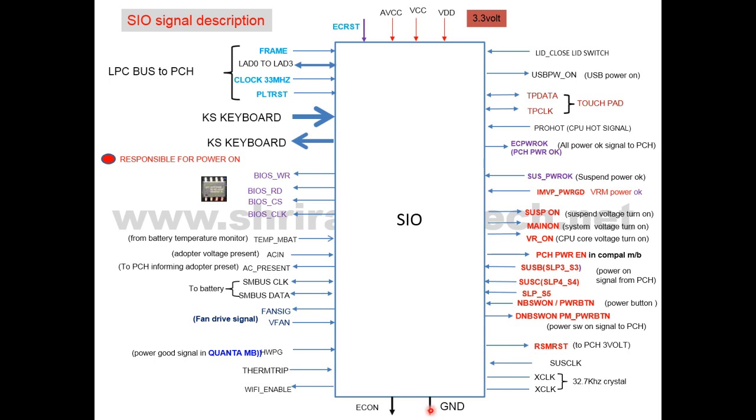And the EC on signal is basically used on the fifth generation to turn on the 1.8 and 1.1 volt, 1 volt.